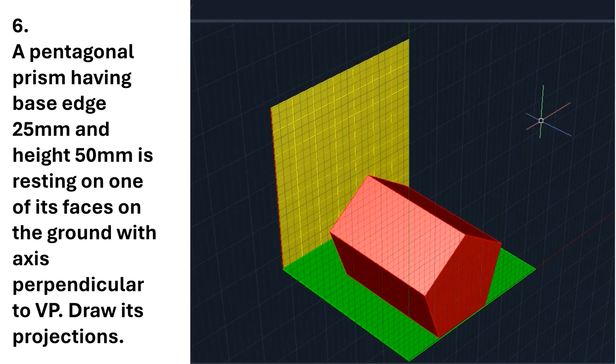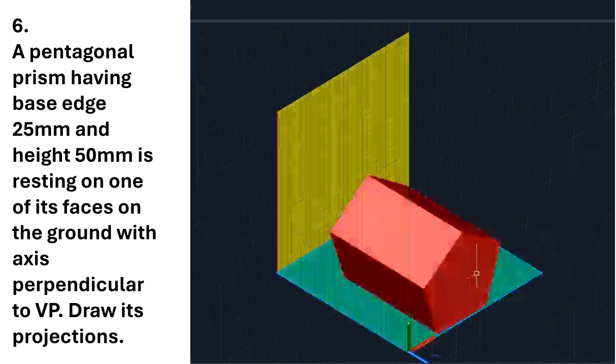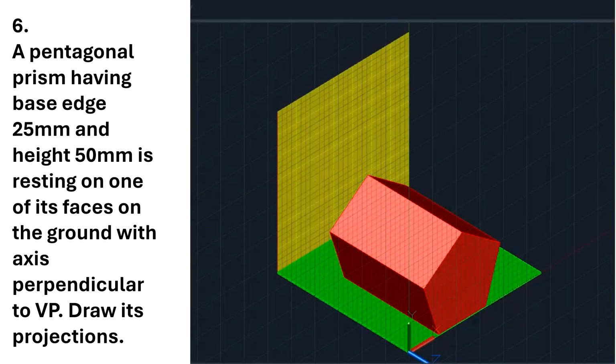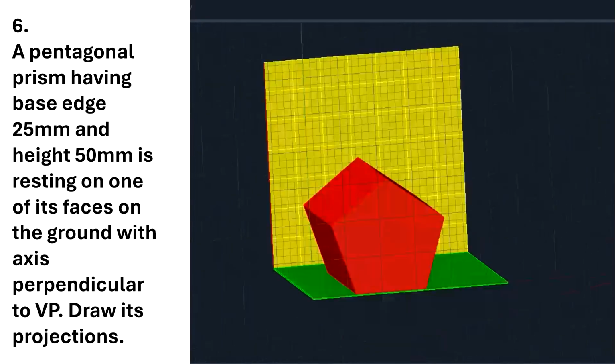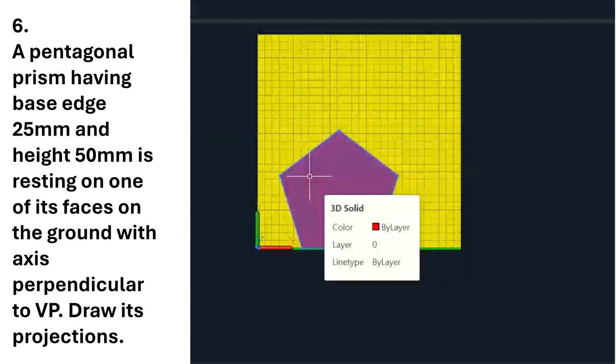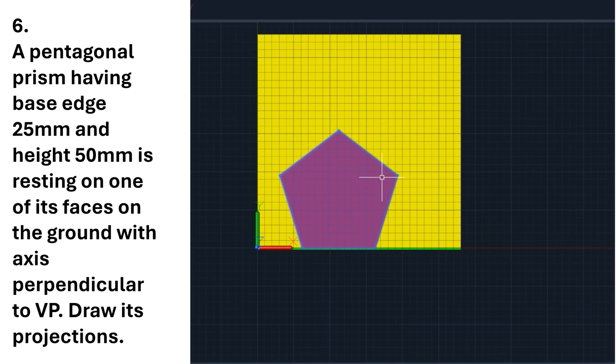Now this distance they have not given, so I am just making the axis parallel to the horizontal plane, and this axis is perpendicular to the vertical plane. Then in this position I need to draw the projections of the pentagonal prism. Now if I see the front view, I need to first decide whether to start with the front view or top view. If you see properly, the base is parallel to VP, so we need to draw the front view first. The front view appears like a regular pentagon, and then you can draw it by marking the pentagon and its corner points.